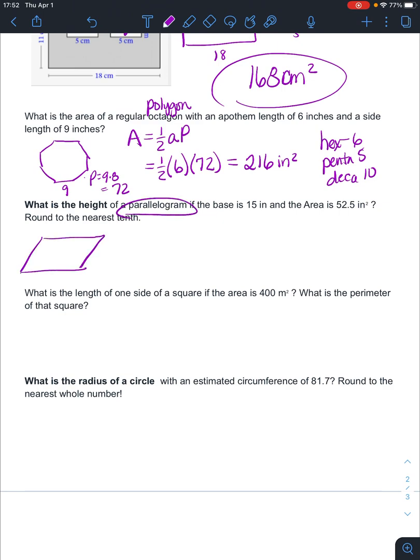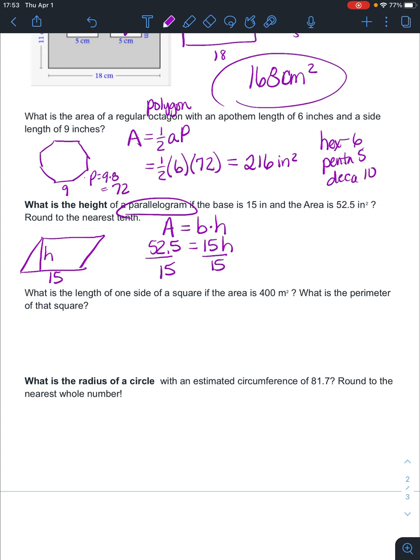What is the height of the parallelogram? So I got a parallelogram here, so let's draw one of those. And what's the height? I'm going to put an H right there. That's my question mark. If the base is 15 and the area is 52.5, well, if you go to your formula chart, the area of a parallelogram is base times height. I gave you that the area was 52.5. The base is 15, and I'm asking for the height. Well, 52.5 equals 15 times height.